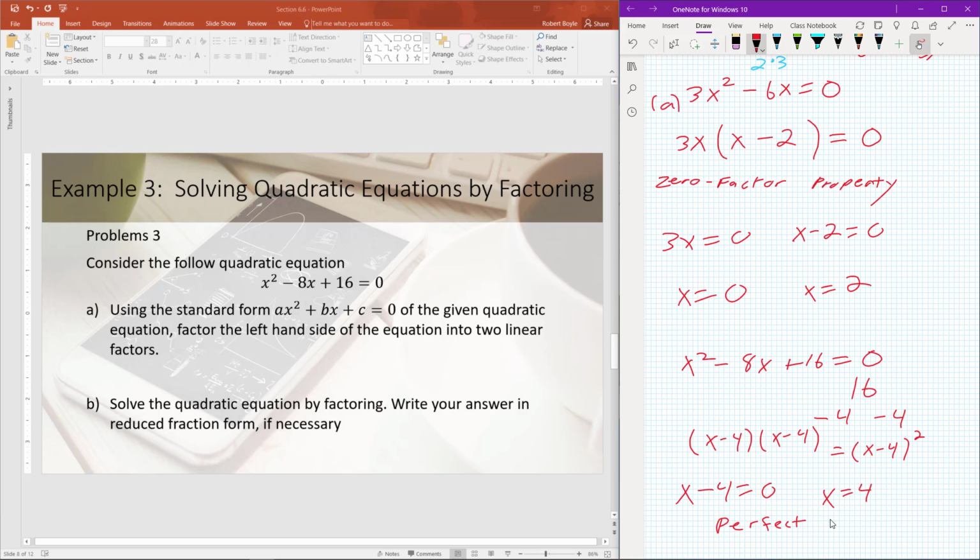It kind of reminds me of Werewolves in London. It's the song Werewolves in London. His square was perfect. Okay, I need to get out more.